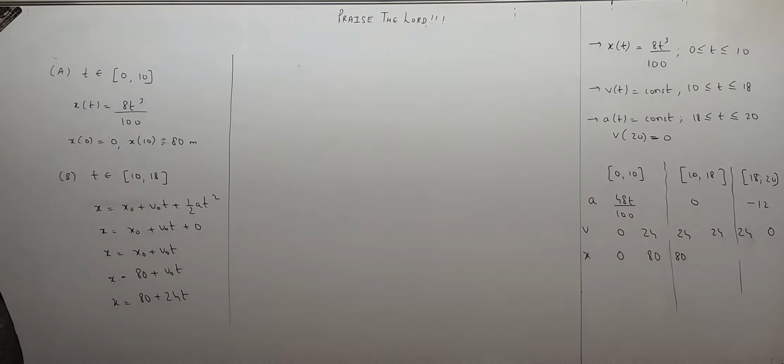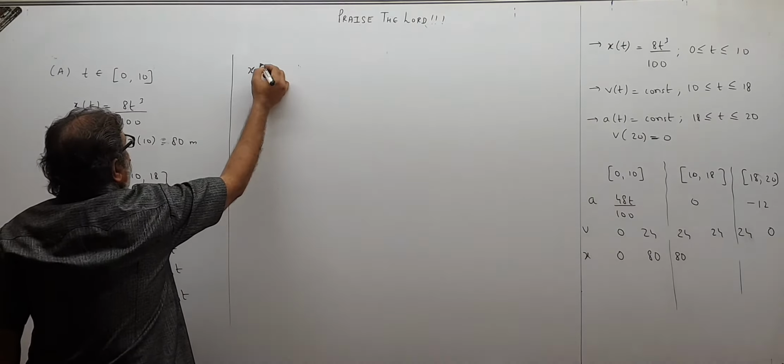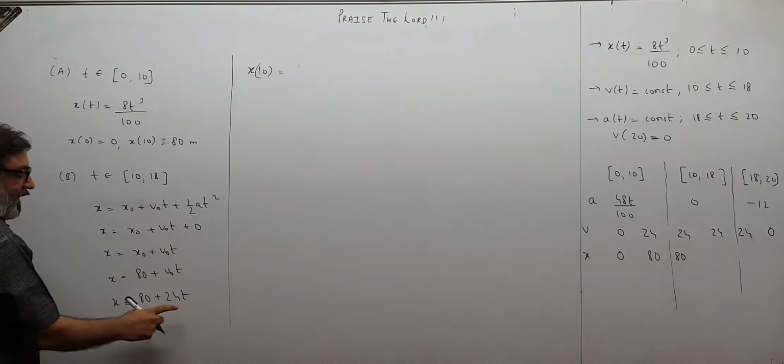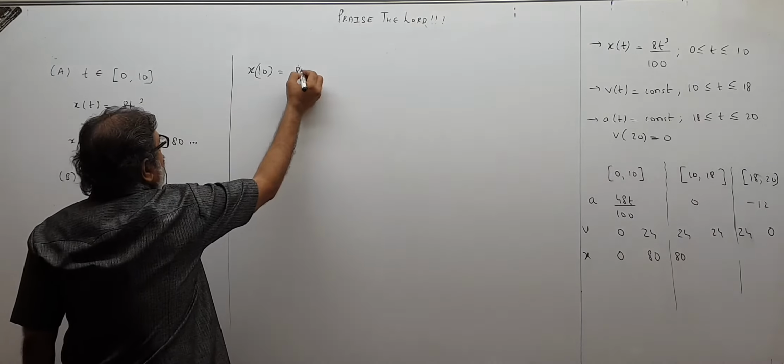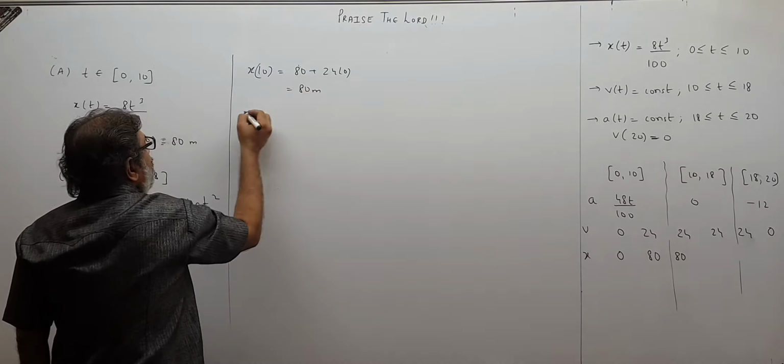Understand the meaning of t. T is a time interval. So x at 10, position at 10, I will take time as 0. So this will become 80 plus 24 into 0. That will be 80 meter.